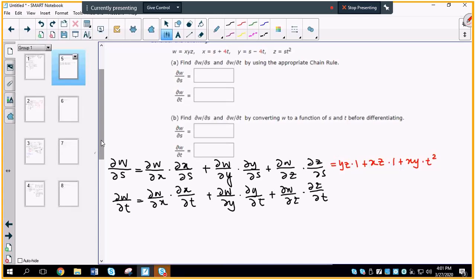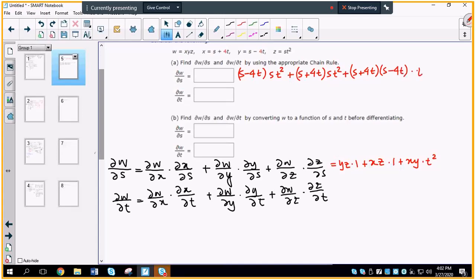And as we have talked about so many other times, your objective is to write down y, z, and x in terms of s and t. So we'll say del w del s: remember y is s minus 4t, then you multiply that by z, and z is s times t squared, and then I multiply by 1, and I'm going to leave it there. Then plus x times z, x is s plus 4t, and I multiply it by z, which is st squared, times 1. Finally x times y, so you do s plus 4t times s minus 4t, and you multiply that by t squared.